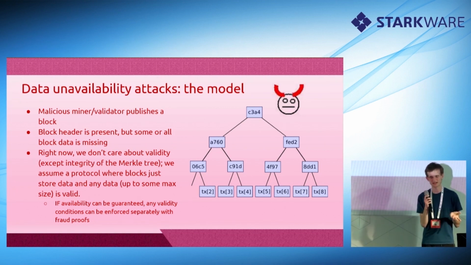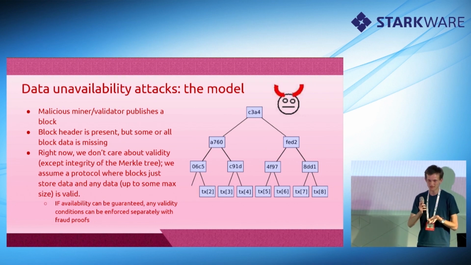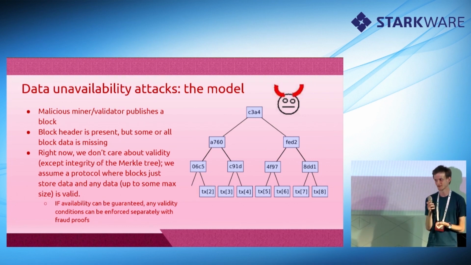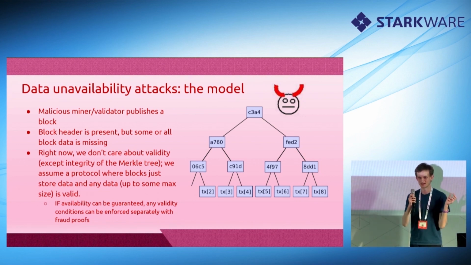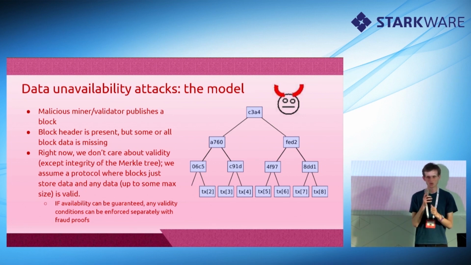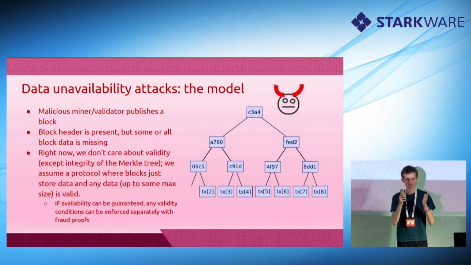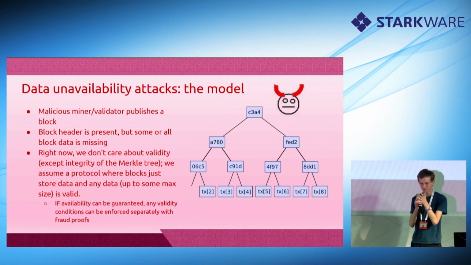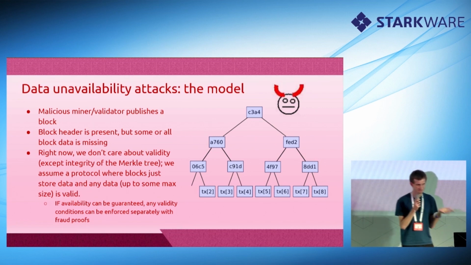And the problem basically is, suppose that a malicious miner or validator publishes a block, and instead of publishing the entire block with some mistakes in it, the attacker will publish a block where parts of the block are just not published. So the attacker will publish most of the Merkle tree, but not all of the Merkle tree. And the parts that aren't published, well, they could be valid, they could be invalid, but both cases are attacks.